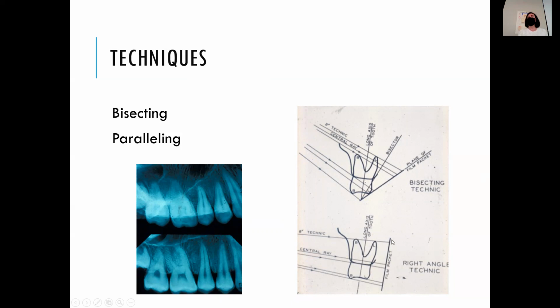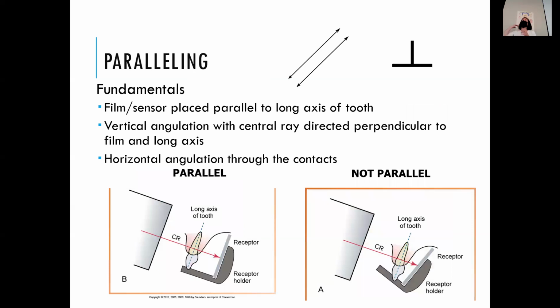And you can see that here. Here's the film, here's the long axis of the tooth, and then the central ray comes in at a perfectly perpendicular right angle to the film. So the central ray comes straight in and it forms a right angle with this film, if everything is lined up just so. And we want that to happen with bisecting, but it takes more consideration of what's going on. Okay, so paralleling, so fundamentals.